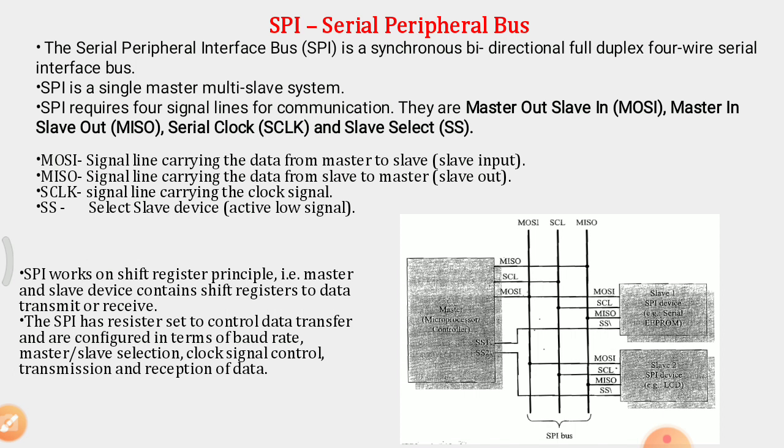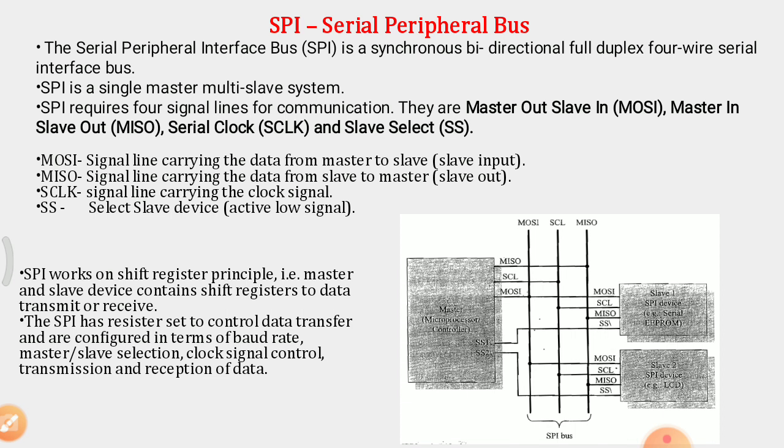SPI, Serial Peripheral Interface bus. So it is also synchronous and bidirectional, same as the I2C, but this interface is full duplex, and it has 4 wires rather than the 2 wires in the I2C. This SPI also supports a serial interface. A full duplex is nothing but that at a single time both transmission and reception can happen.